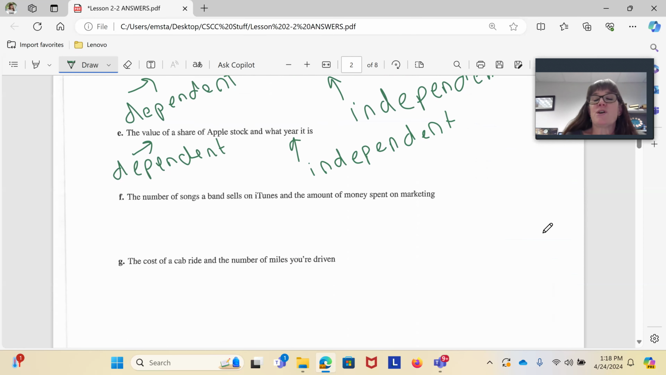F says the number of songs that a band sells on iTunes and the amount of money spent on marketing. So again, we'll read both our sentences. Does the number of songs a band sells depend on the amount of money spent marketing? Or does the amount of money spent on marketing depend on the number of songs a band sells? This is one that I can almost argue either way, but there is a better answer. They do want you to see that the number of songs is the dependent.